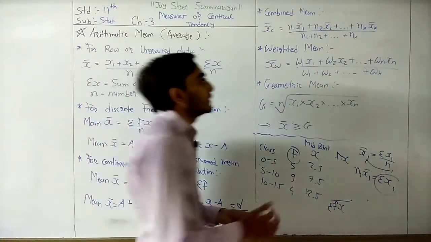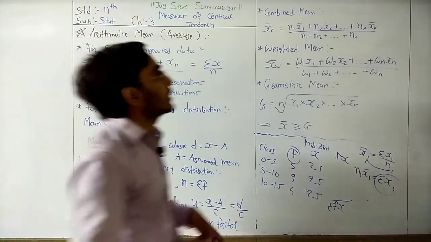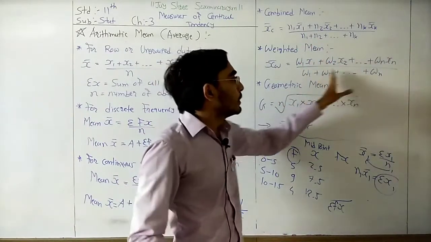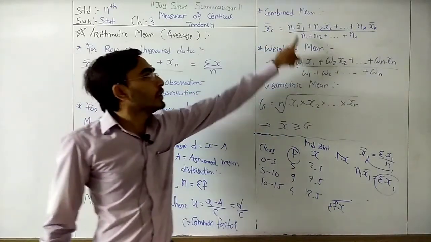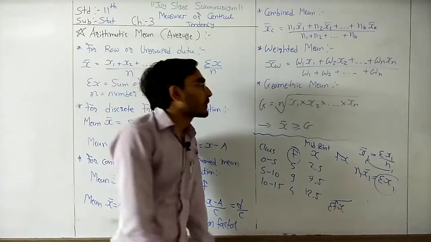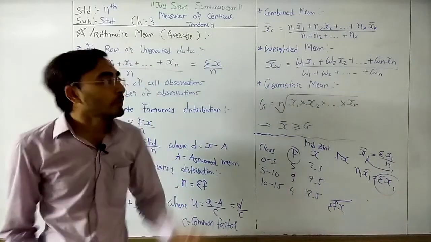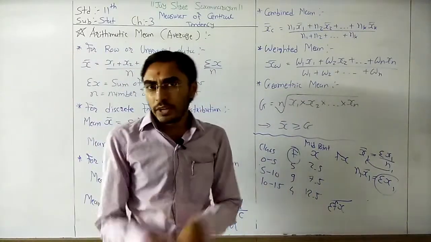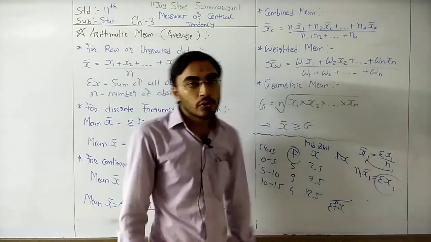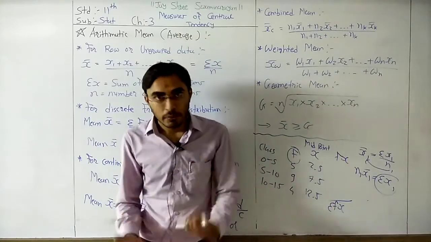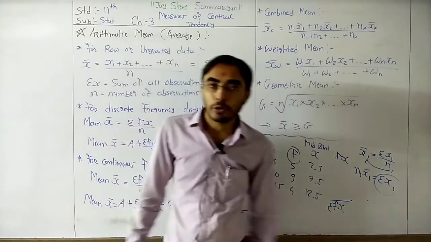In the denominator, where we had n1 plus n2 up to nk, in the same way we write w1 plus w2 up to wn. In place of n1 we write w1, and in place of x1 bar only x1 is there. This is a similar type of mean. And when we use the weighted mean or combined mean: if in the equation weightage w is given to you, at that time only you need to use this formula.